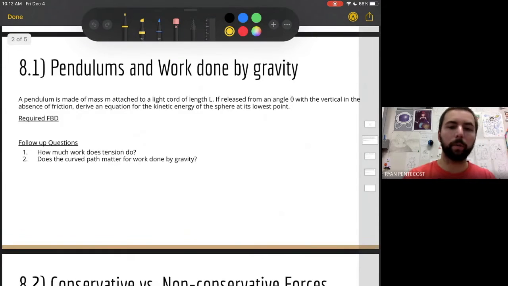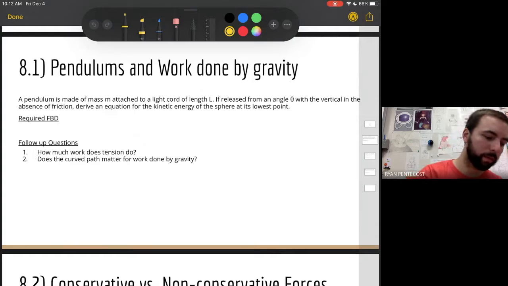So first, let's talk about a pendulum and the work that's done by gravity. If we have a pendulum made of mass m attached to a light cord L, if it's released from an angle theta with the vertical in the absence of friction, derive an equation for the kinetic energy of the sphere at its lowest point.